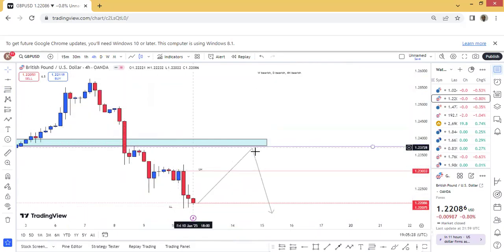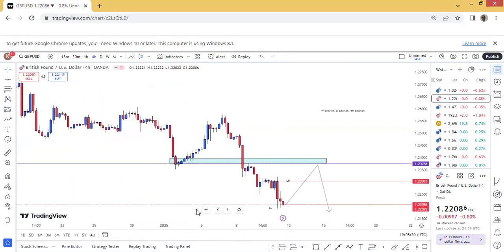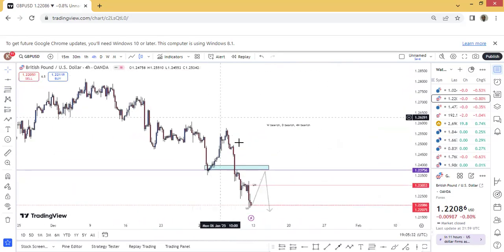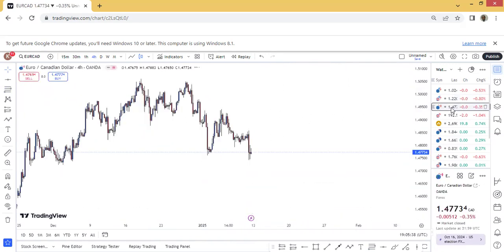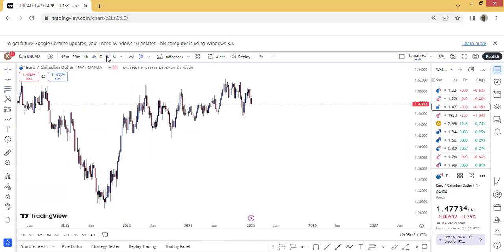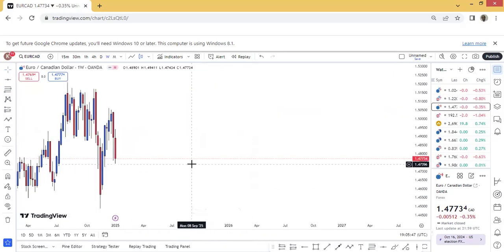So let's just take our mind. So this is it. I'll be looking for a pullback into this zone and then a drop. Now let's look at our final chart. That is Eurocad. That is Eurocad. And then let's see.